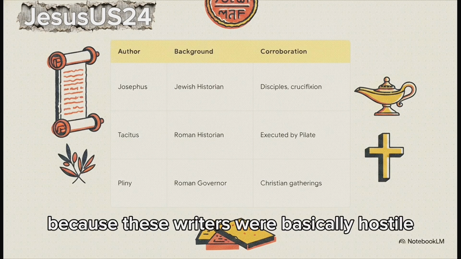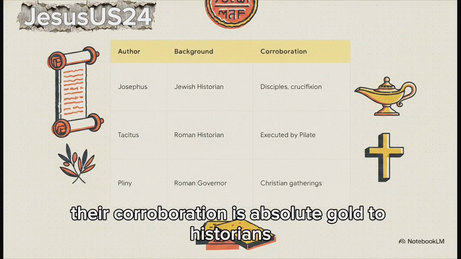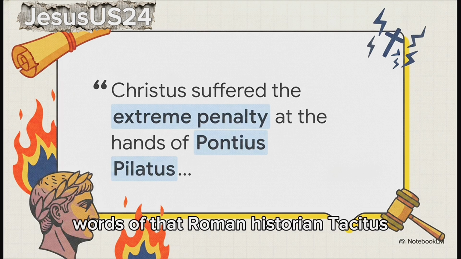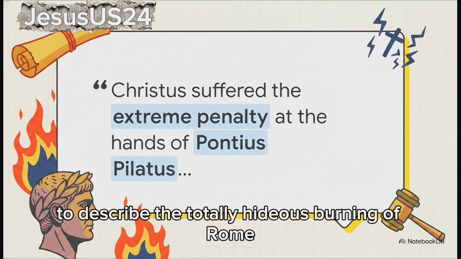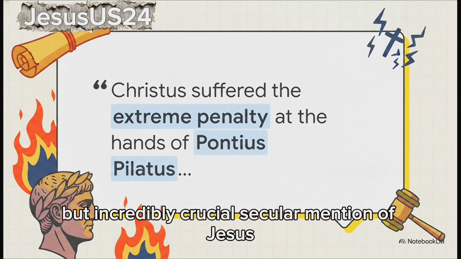Because these writers were basically hostile, or at best, completely indifferent to the movement, their corroboration is absolute gold to historians. Let's actually look at the exact words of that Roman historian, Tacitus. He wrote this in his Annals to describe the totally hideous burning of Rome under the Emperor Nero. And in it, we find a brief but incredibly crucial secular mention of Jesus.